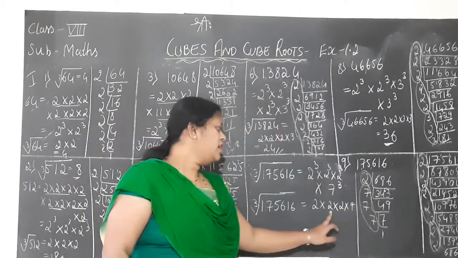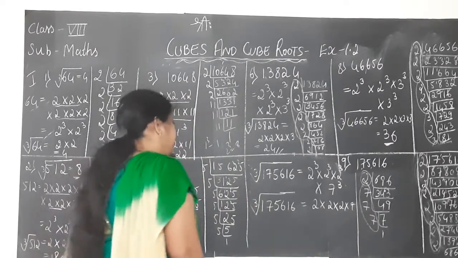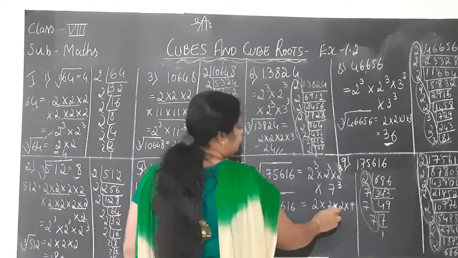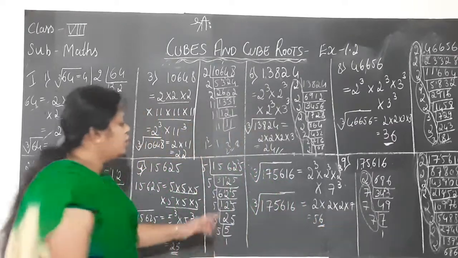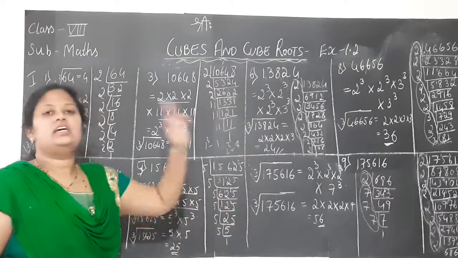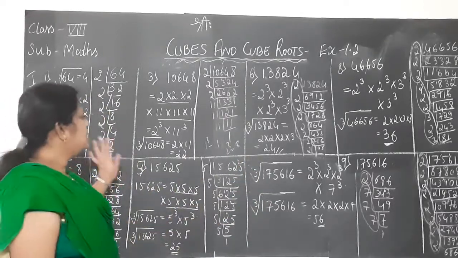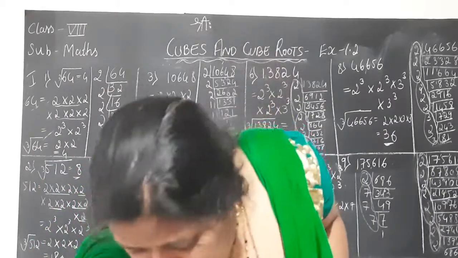7 2s are 14, 14 2s are 28, 28 2s are how much, 56, correct? 2 2s are 4, 4 2s are 8, 8 7s are 56. So cube root of 1,75,616 is clearly 56. So like this you should find out the square root, the cube root of any given number.